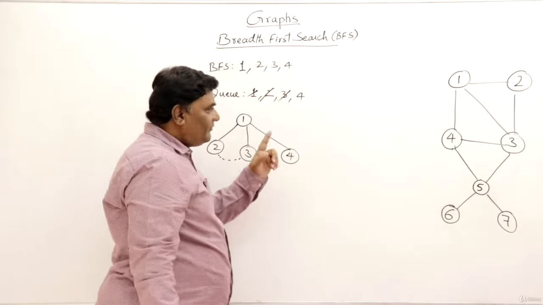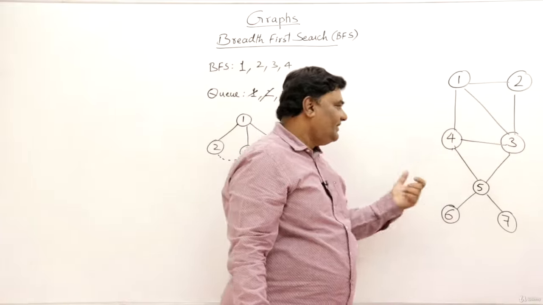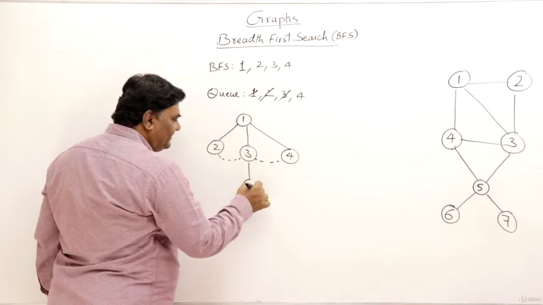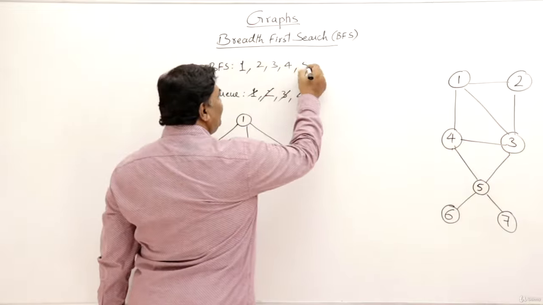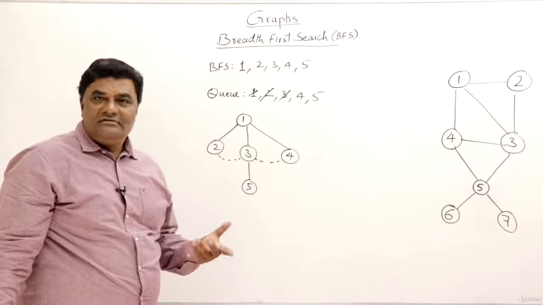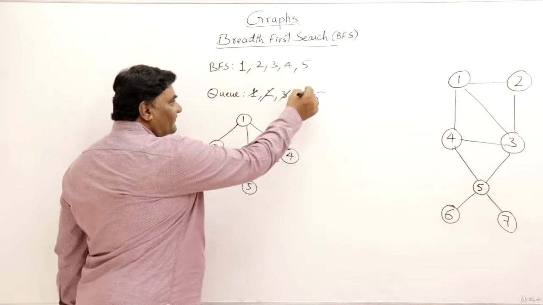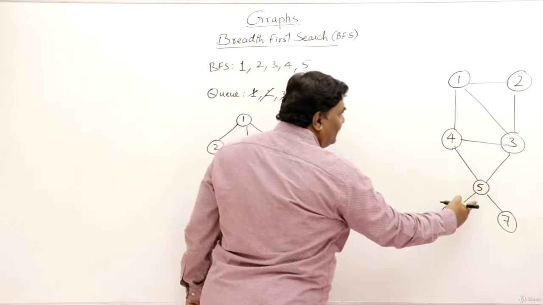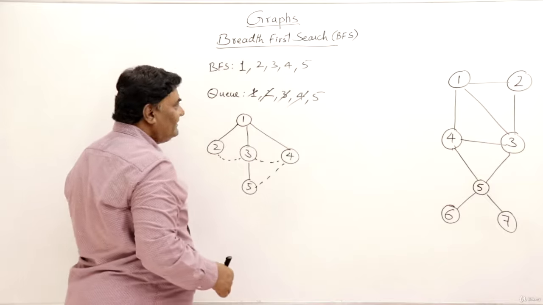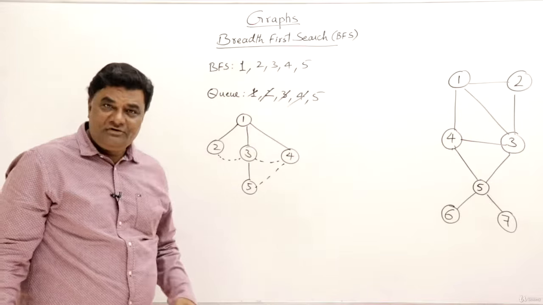3. From 3, what are the vertices that I can visit? I should explore 3. So 2, 4 and 5. 2 is already done. 4 and next is 5. I'll draw it like this. So 5 is a new vertex, visited and inserted in the queue. Now 3 is completely explored. Select the next vertex for exploration, 4. Who are adjacent to 4? 5 and 3, that are already visited. So just dotted lines. There are no new vertices from 4, so 4 is completely explored.